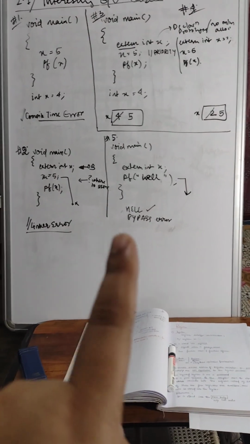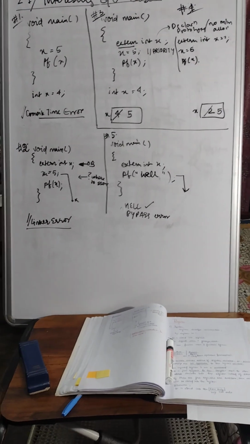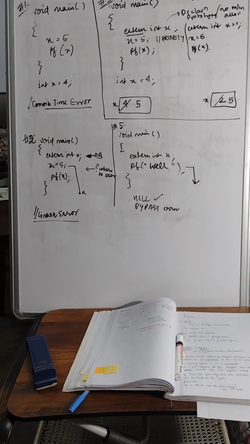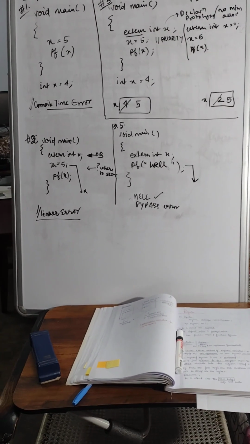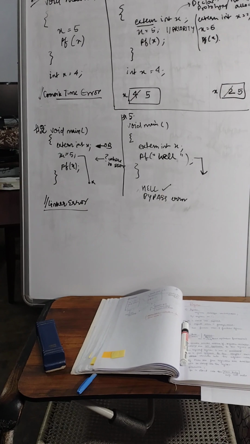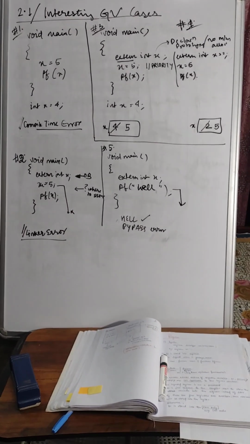And lastly, this is one interesting case. I won't say error, but we are just bypassing the errors, because even if we are defining extern int x and there is no memory allocation over here, since x is not used, we are just bypassing the error. So we can just say this is a corollary of it.